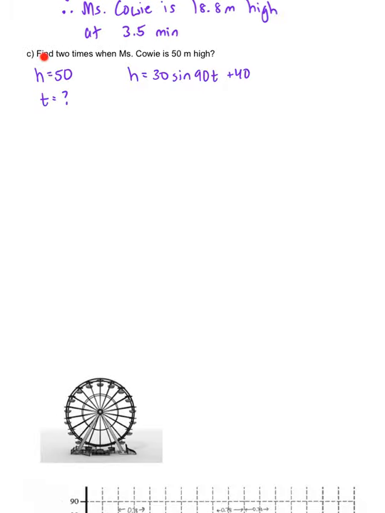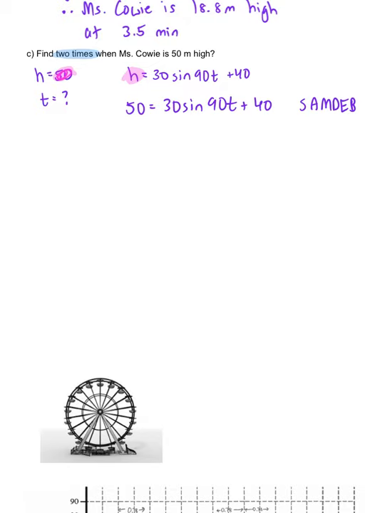So in the next part, we are asked to find 2 times that Miss Cowie is 50 meters high. So that 2 times will tell us we're going to be solving a trig equation. So this time we know the height and we want to find the time. So we are going to substitute in the height in for h. So we get 50 is equal to 30 sine 90t plus 40. Because we need to rearrange and isolate for t, we use the opposite steps of BEDMAS, so SAMDEB, whereas in part A, we did use BEDMAS because we were substituting in for t and simplifying.